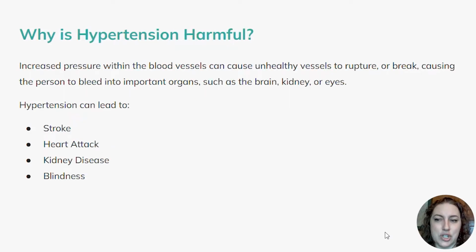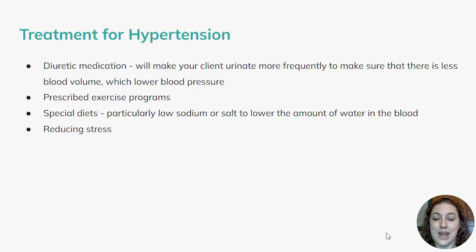Why is hypertension harmful? Increased pressure within the blood vessels can cause unhealthy vessels to rupture or break, causing the person to bleed into important organs, such as the brain, the kidney, or the eyes. Hypertension can lead to strokes, heart attacks, kidney disease, or blindness. Now, how is hypertension treated?